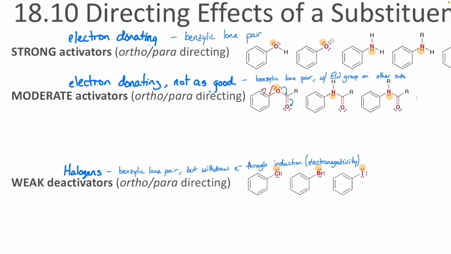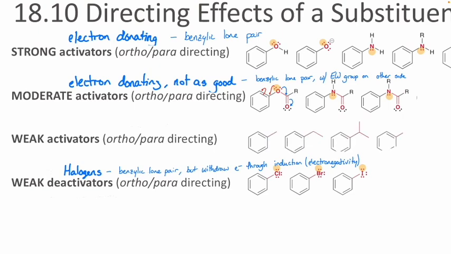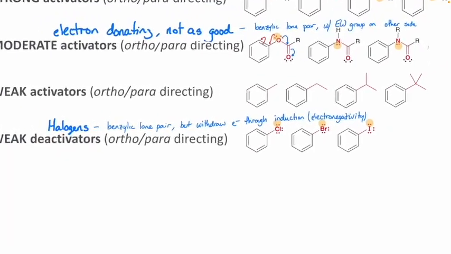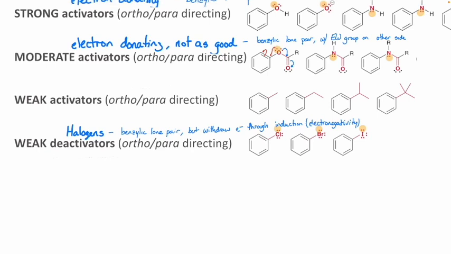Okay, now the last category here, also ortho-para-directing, but they're going to buck this trend of what we saw with all the other ortho-para-directors. We consider them to be weak activators. And what do all these groups have in common? Yeah, carbons and hydrogens, right? These would be just all alkyl chains. Notice there's no lone pair. That's what I mean by they're bucking this trend. There's no benzylic lone pair anymore. But alkyl groups are also considered to be ortho-para-directors, and they are weak activators.